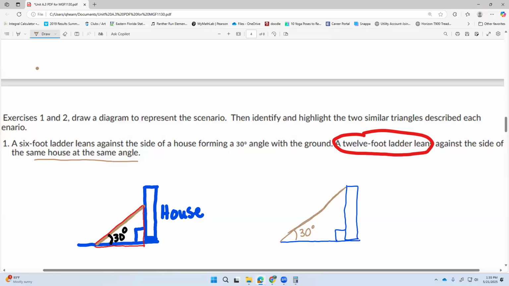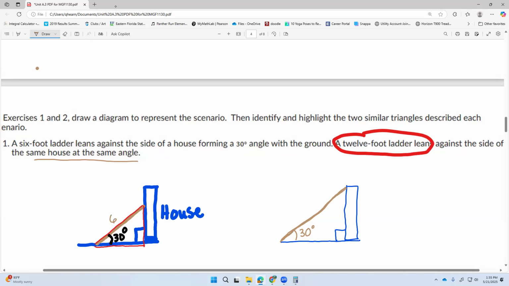And just because I'm trying to be as exact as I can, I'm making it hit the ground at about the same angle that I did over here. But you don't have to have that perfect, as long as you have the other triangle. Now, one thing I have not done yet is to mark the lengths of the ladders.